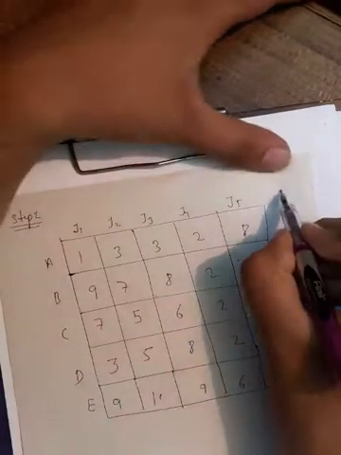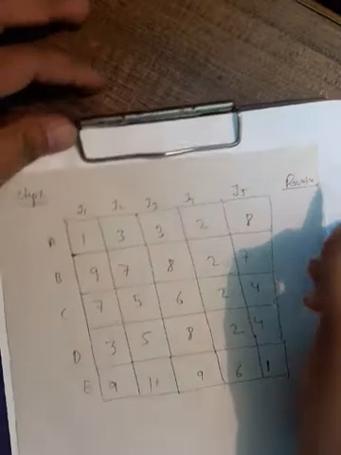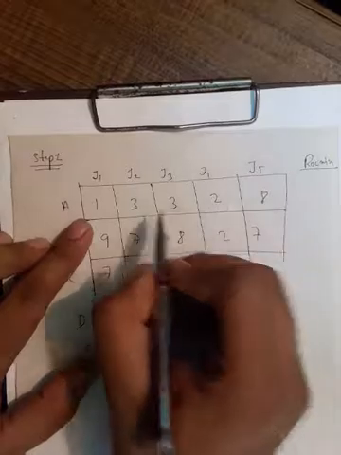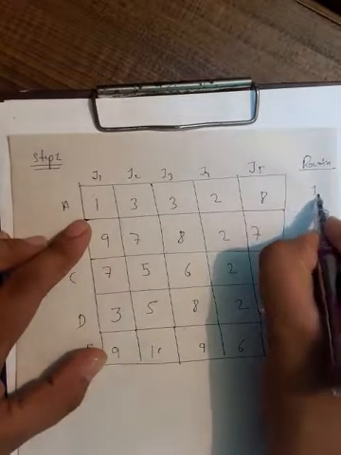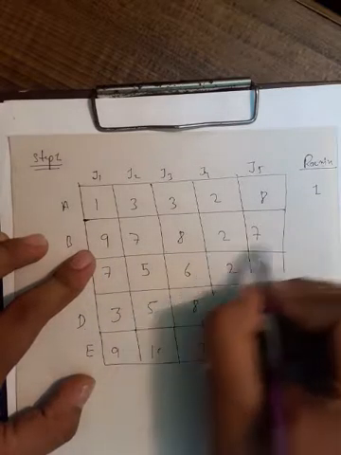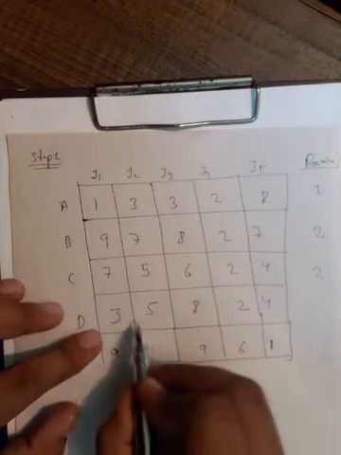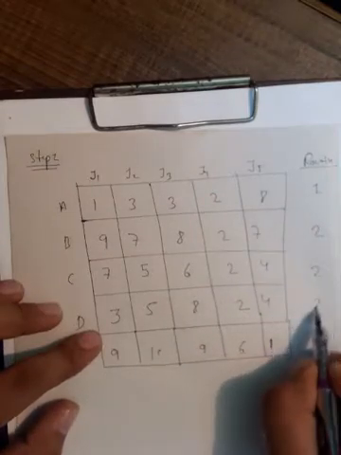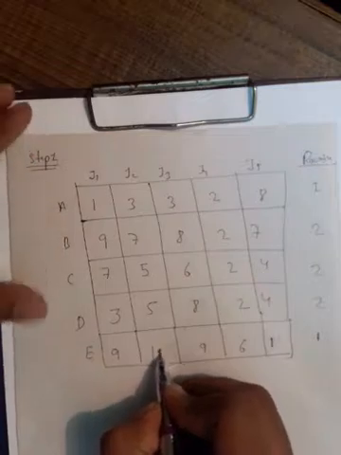So step 1, you have to find the row minimum value. Row minimum value means that we have to find the minimum value from the respective row. So in this row the minimum value is 1. In this row we have the minimum value as 2. In this row the minimum value is 2. In this row the minimum value is again 2. Here the minimum value is 1.